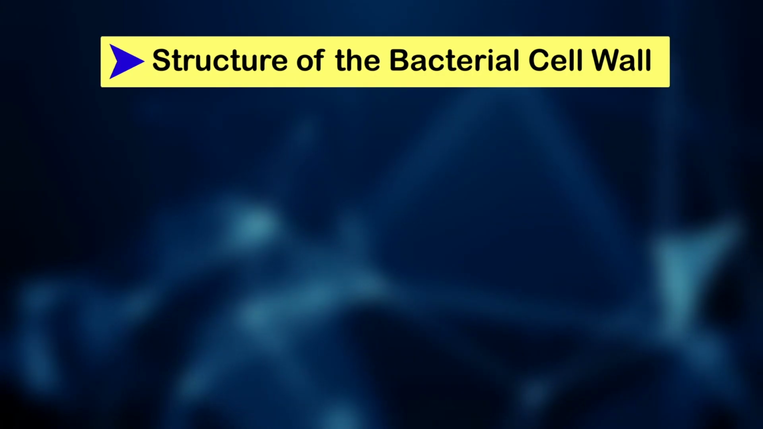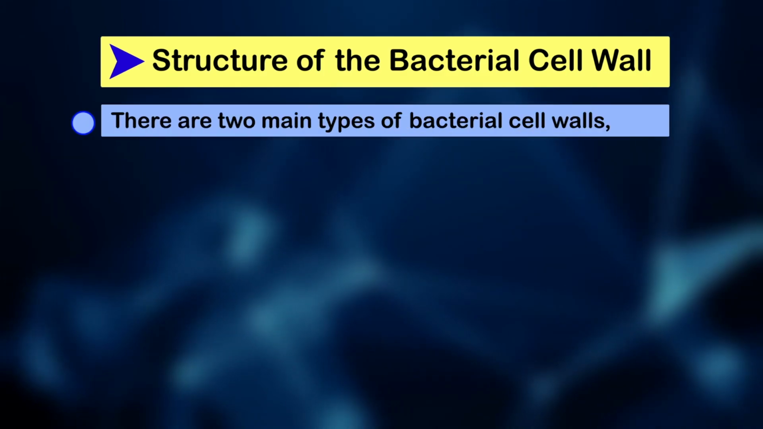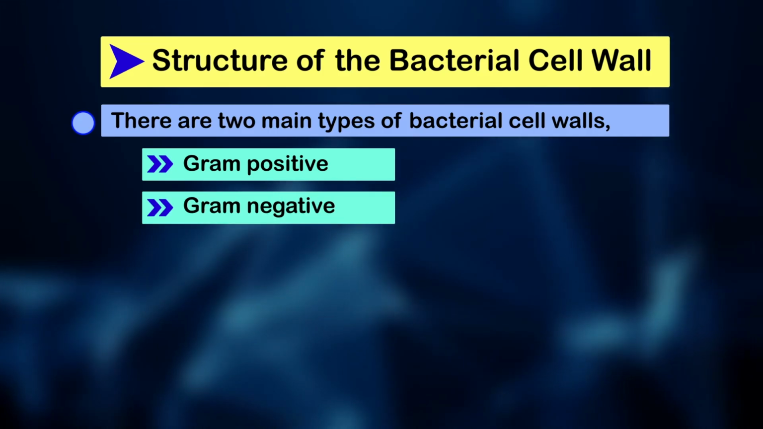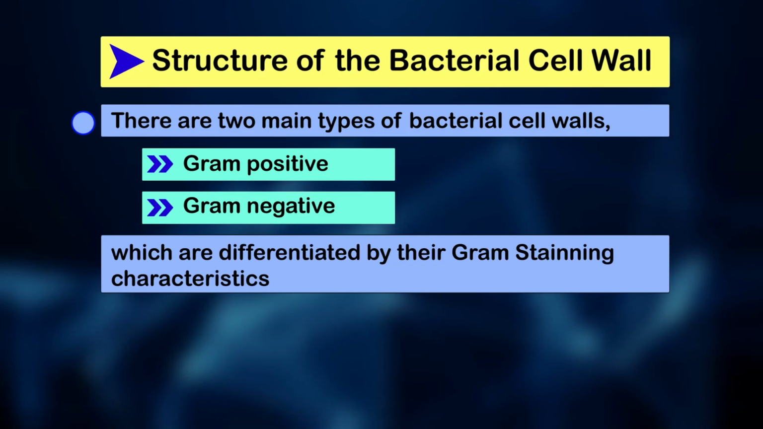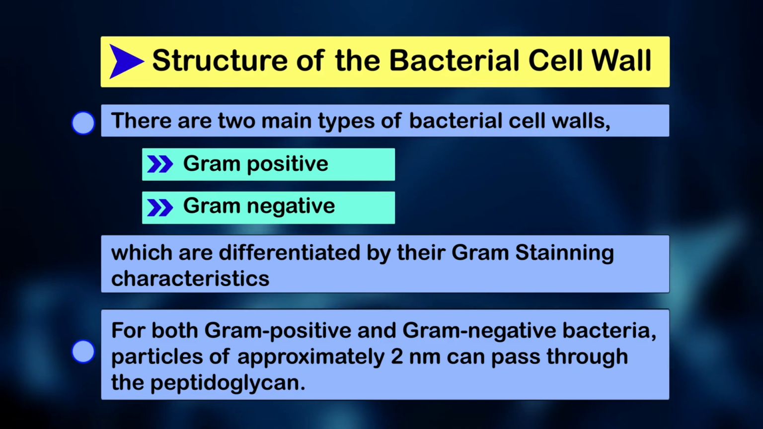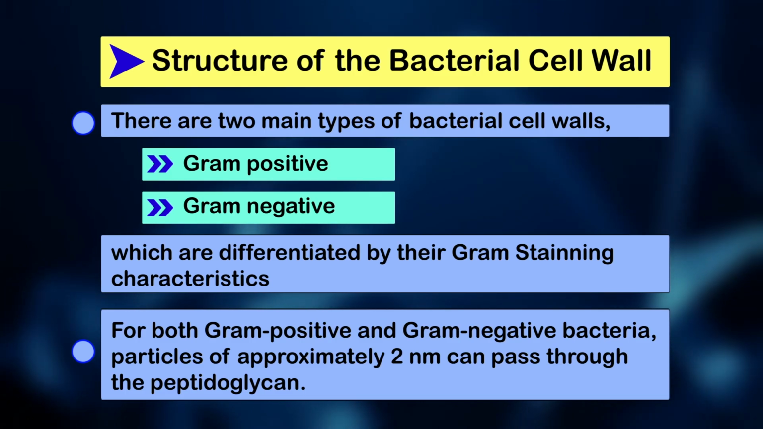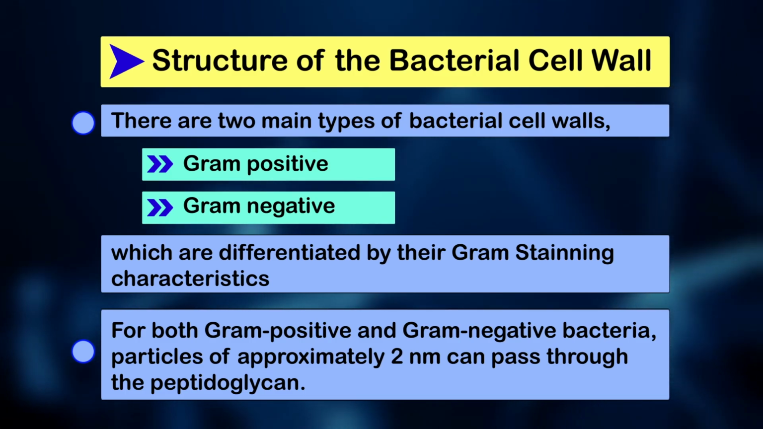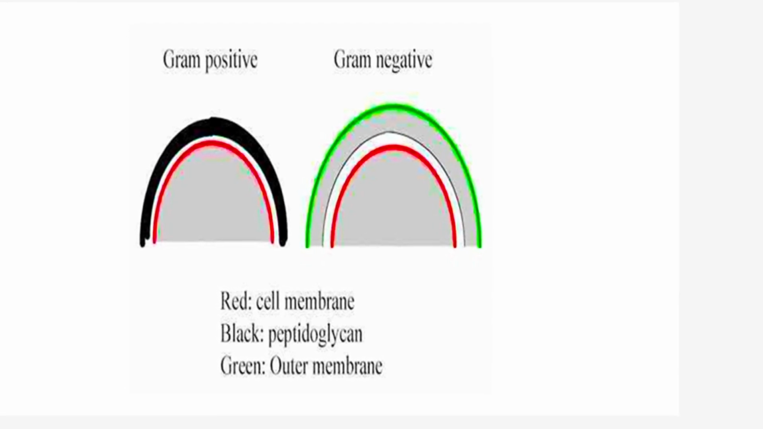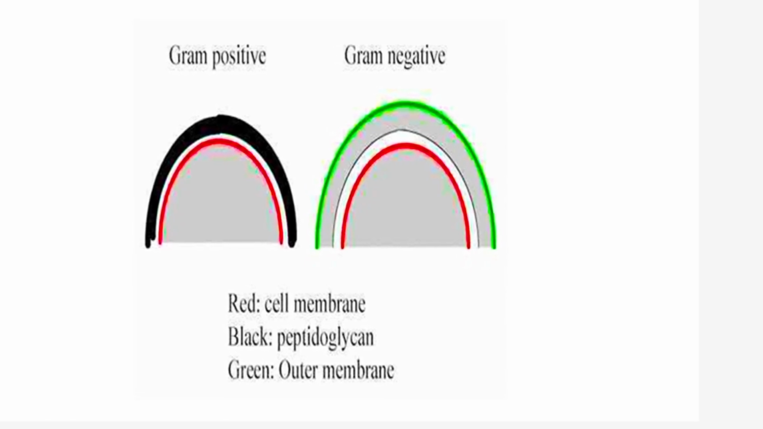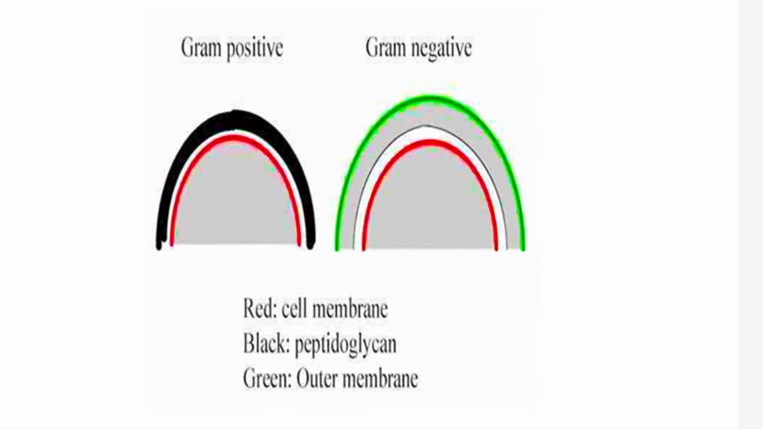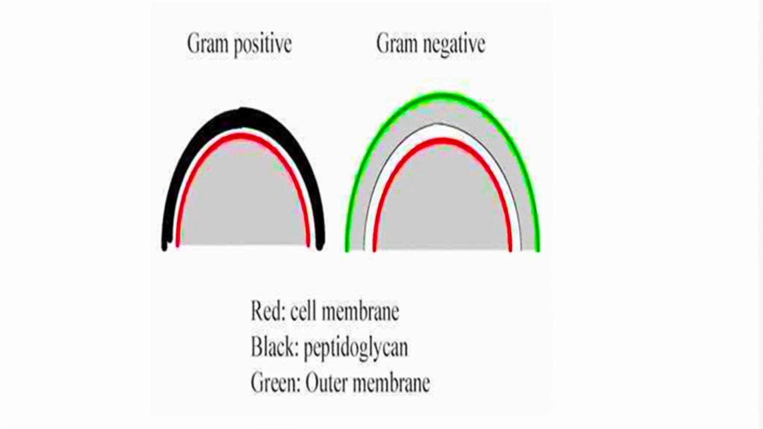Structure of the bacterial cell wall. There are two main types of bacterial cell wall, first gram positive and second gram negative, which are differentiated by their gram staining characteristics. For both gram positive and gram negative bacteria, particles of approximately 2 nm can pass through the peptidoglycan. This image shows the cell envelope is composed of the plasma membrane and cell wall. As in other organisms, the bacterial cell wall provides structural integrity to the cell and determination of the cell shape.